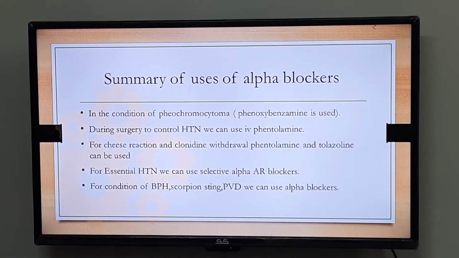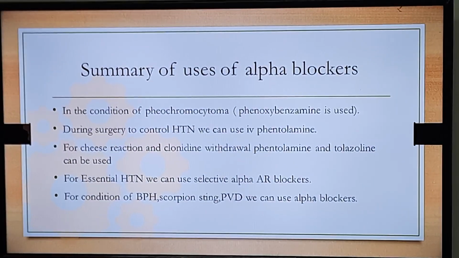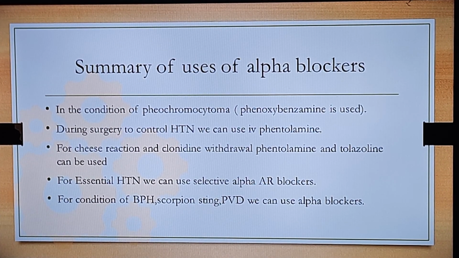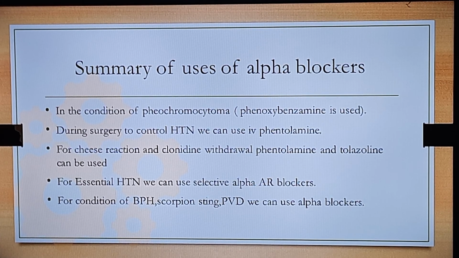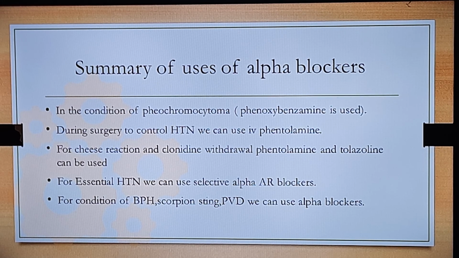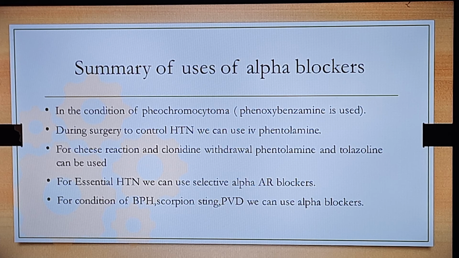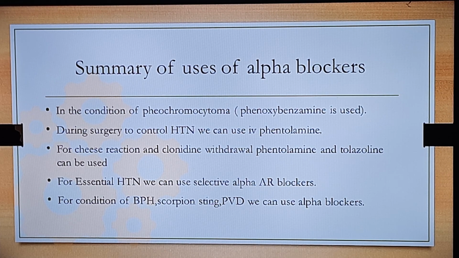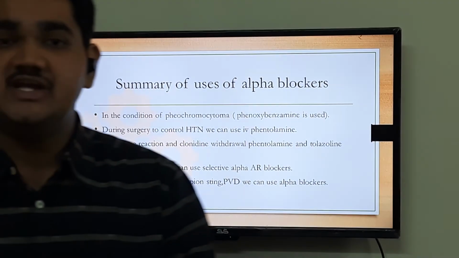They need to be given in combination with beta blockers. Now during the surgery, to control the hypertension, we can use intravenous phentolamine. For cheese reaction and for clonidine withdrawal, phentolamine and tolazoline are the drugs of choice. For essential hypertension, we mainly use selective alpha 1 adrenergic receptor blockers. And for the condition, आज ही हमने देखा था, that is, alpha blockers can be useful in the condition of BPH. Also, it can be used in the condition of scorpion sting, and it can be used to treat peripheral vascular disease. So that's it for today's video lecture.